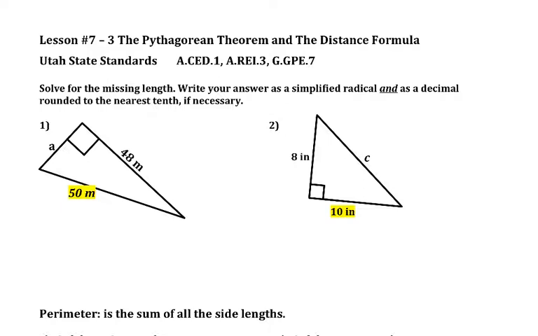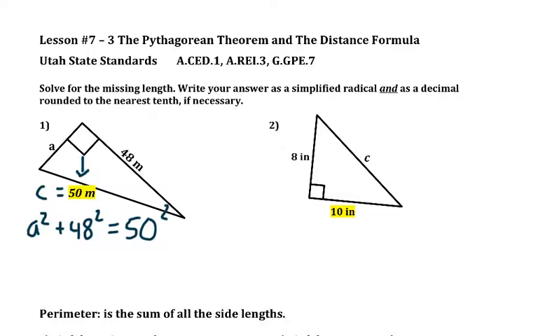So the first thing we're going to do is identify what our hypotenuse is. Remember, the hypotenuse is across from the right angle. So in this case, number 1, it's going to be 50 meters. And then a and b are interchangeable. So now we're going to write our Pythagorean Theorem equation. Substituting in what we have, a squared plus 48 squared equals 50 squared.